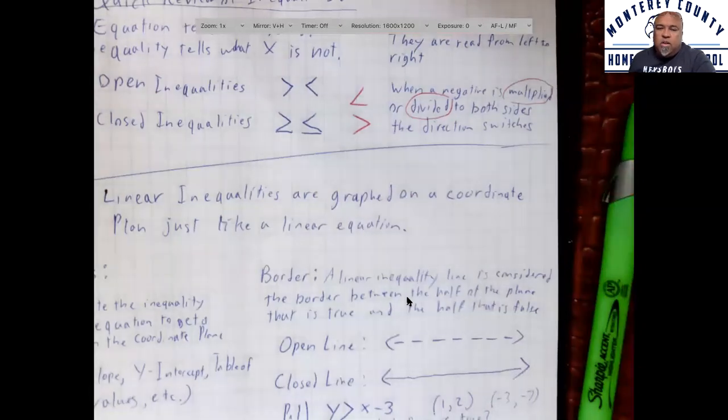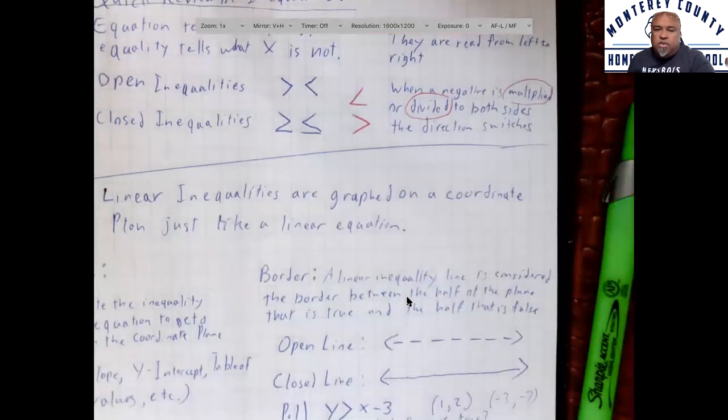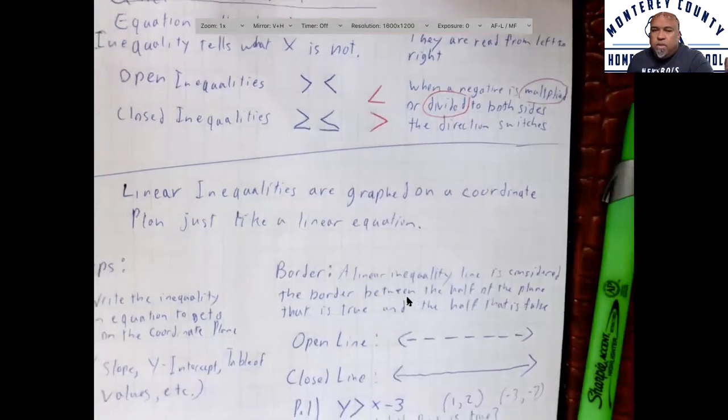A linear inequality is graphed on a coordinate plane just like a linear equation.